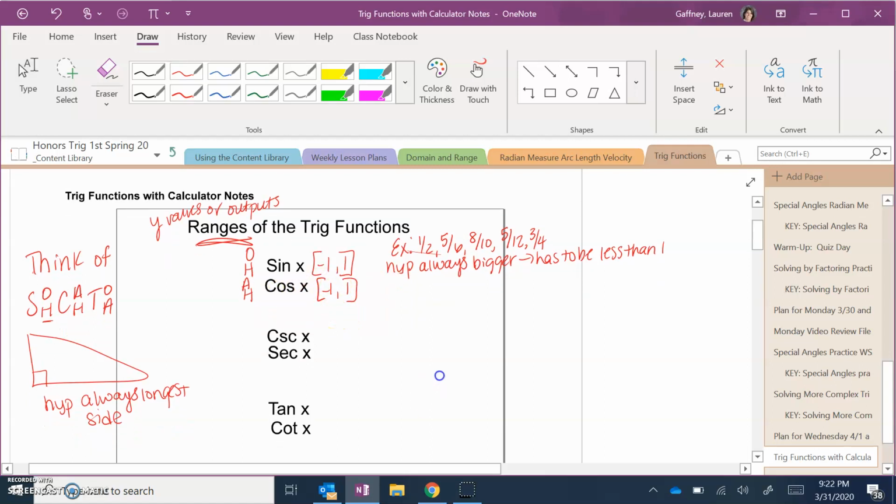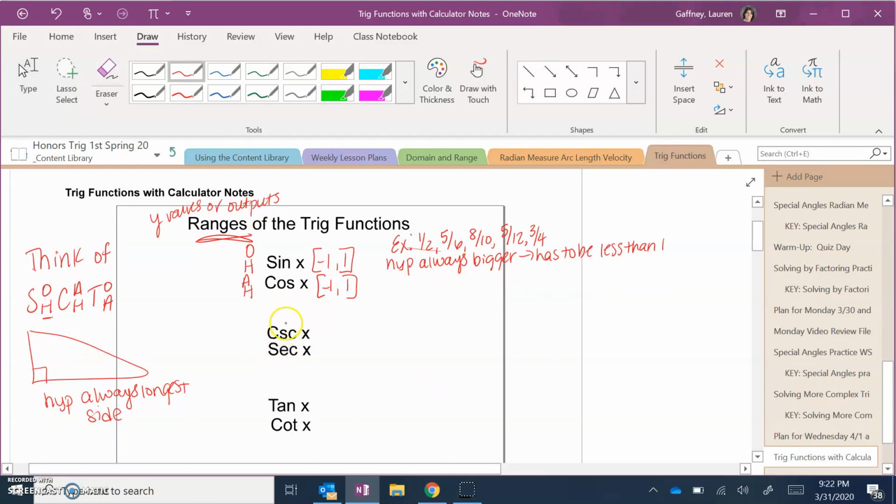Now let's think about, these are a little bit trickier, cosecant. We know that's 1 over sine x. For cosecant, that would be hypotenuse over opposite. For secant, it would be 1 over cosine, which would be hypotenuse over adjacent. These are going to work similarly to how these did, so these are going to have the same ranges, just like these have the same ranges.